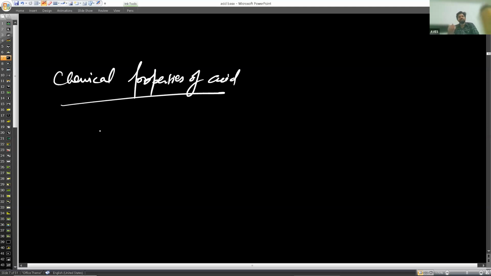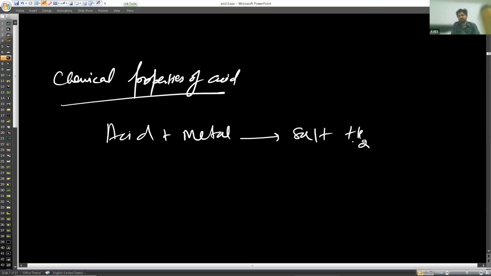You know that those substances that dissociate their H plus ions in aqueous solution are called acids. And those substances that dissociate OH negative ions in aqueous solution are called bases. And acid always shows its property in acidic or basic medium. Now, the first property that we're going to study about acids is that when acids react with metals, they will give you salt plus hydrogen gas. Salt plus hydrogen gas. Got it?